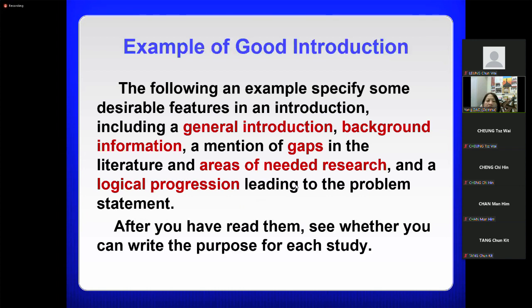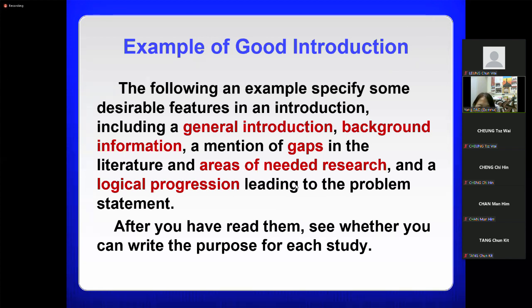So here shows some important elements of a good introduction. The example will be shown in the next slide. I just want to highlight what the important elements are in terms of a good introduction.